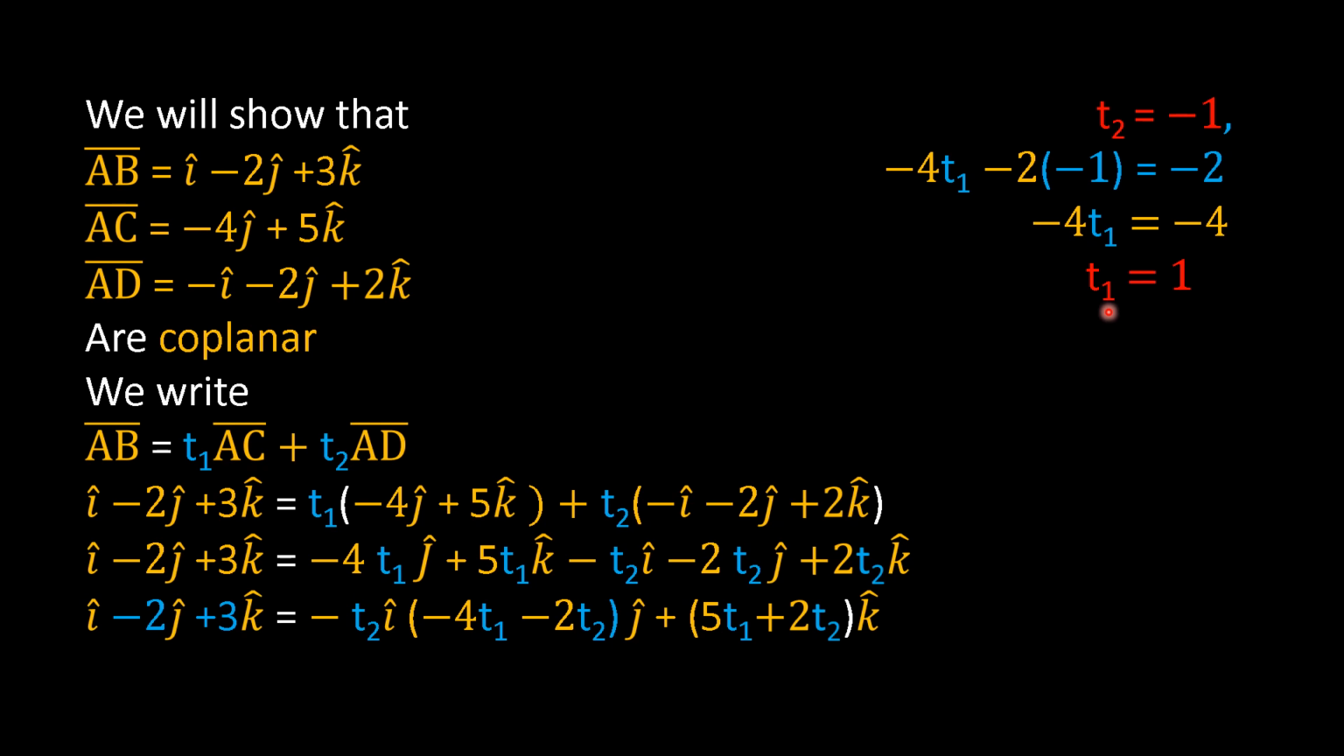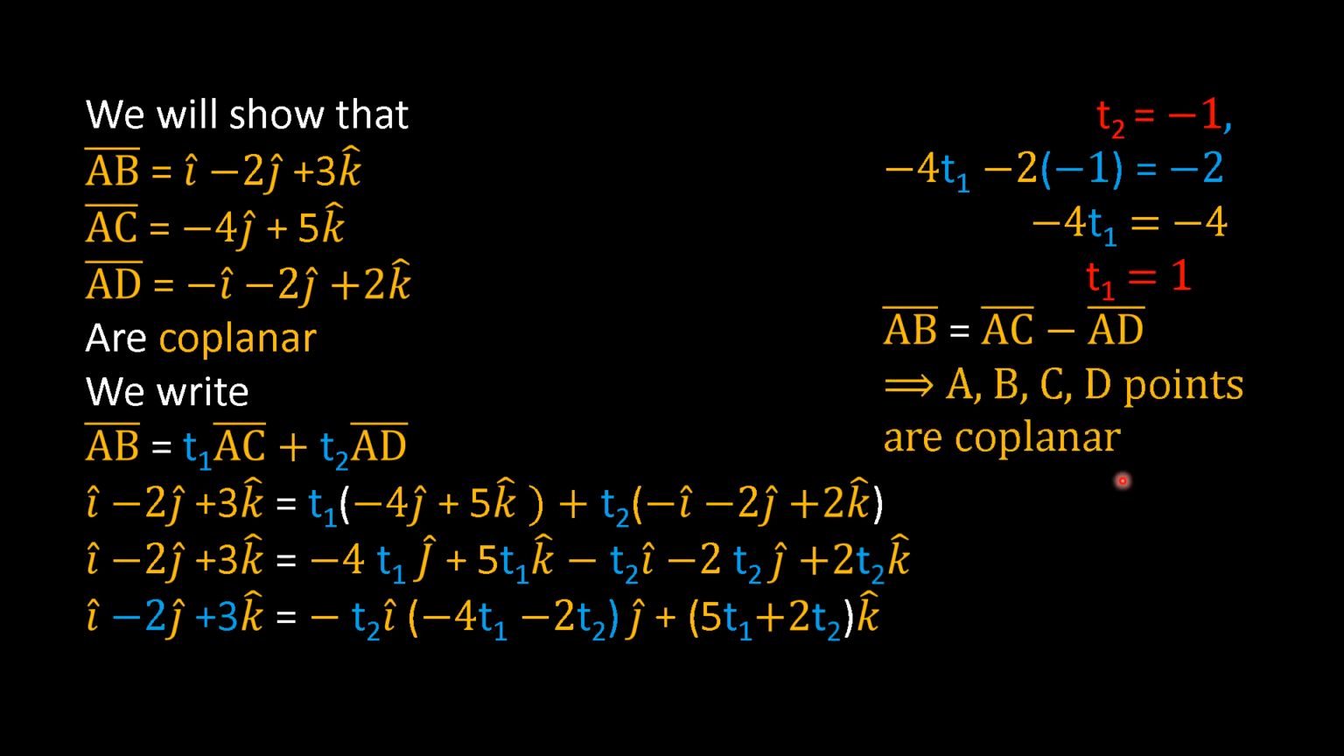By using the values of t1 and t2, we write AB bar equals AC bar minus AD bar. So since AB bar is a linear combination of AC bar and AD bar, we conclude that A, B, C, D points are coplanar.